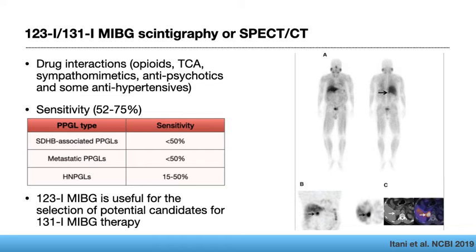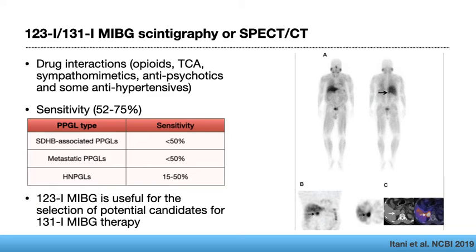And this image to the right is an example of MIBG scan. Panel A shows a whole body planar image, and panel B shows, from left to right, coronal and axial attenuation corrected SPECT images. And for panel C, from left to right as well, an axial non-enhanced CT scan and SPECT fused to CT for better localization and resolution.